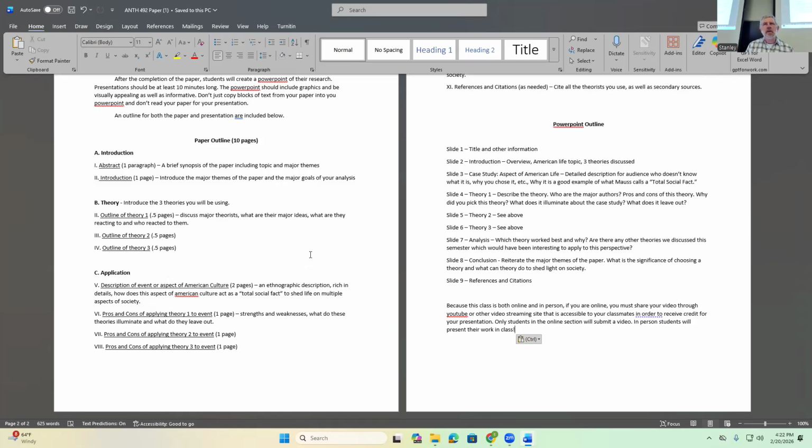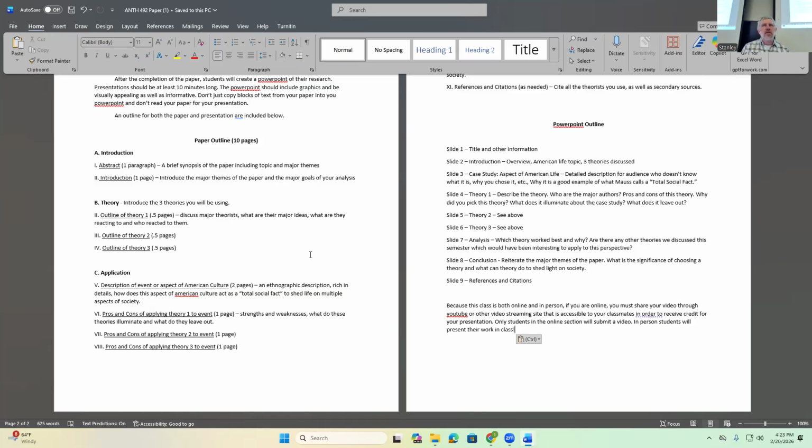So even if it's something pretty common, like I'm going to apply these to Christmas, right? You're going to write this description as if you're explaining to someone who's not aware of what this is. And you also want to think about how this acts as a total social fact, when we talked about this in our Marcel Mauss week, right? So you want to pick something that doesn't just stick to one domain of life. You're going to want to pick something that touches on a number of domains.